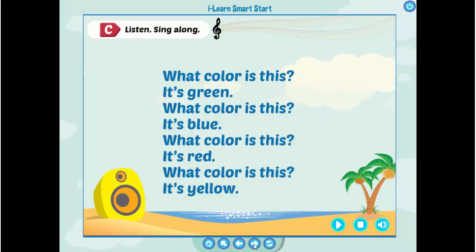What color is this? What color is this? It's green. It's green. What color is this? What color is this? It's blue. It's blue. What color is this? What color is this? It's red. It's red. What color is this? What color is this? It's yellow. It's yellow.